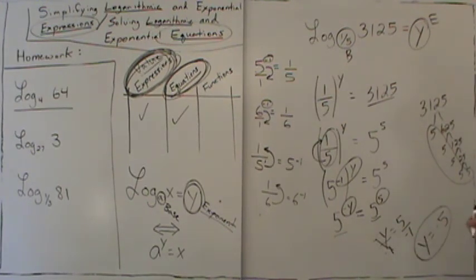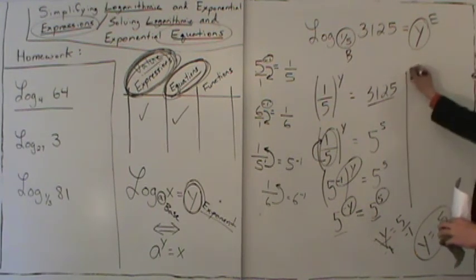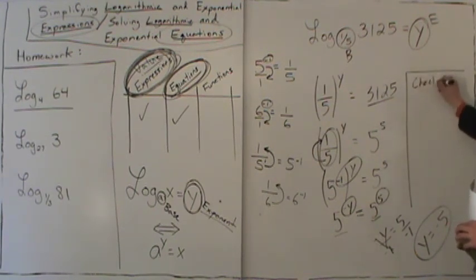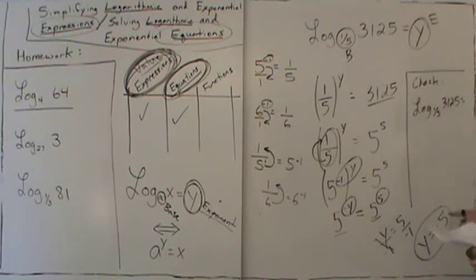And now we have to check our answer. To check your answer, if your answer does not check out, you did something wrong. You have to go back and find your mistake. So we say log base 1/5 of 3,125. We're claiming that this is equal to negative 5. Now our base is 1/5, so we have 1/5 to the negative 5 power is equal to 3,125.